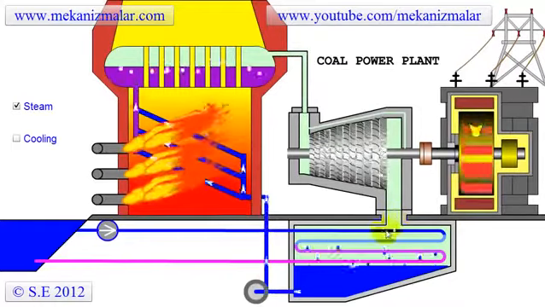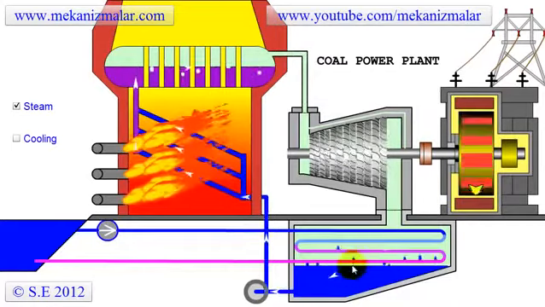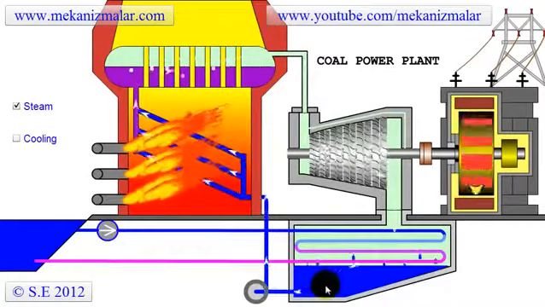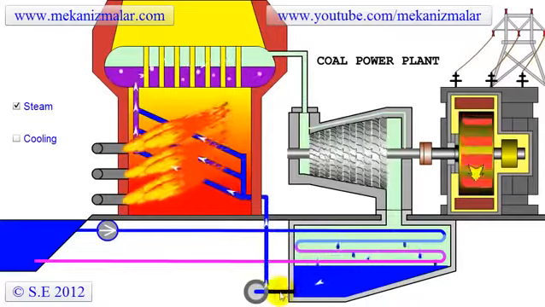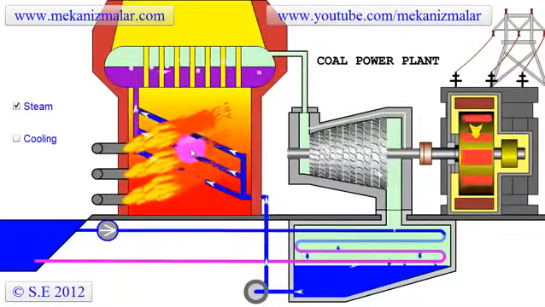This saturated dry steam then enters the condenser, where it is condensed to water by the cold water coming from the river. Finally, the condensed water is pumped to the furnace, where it starts heating the coils inside the furnace to complete its cycle.